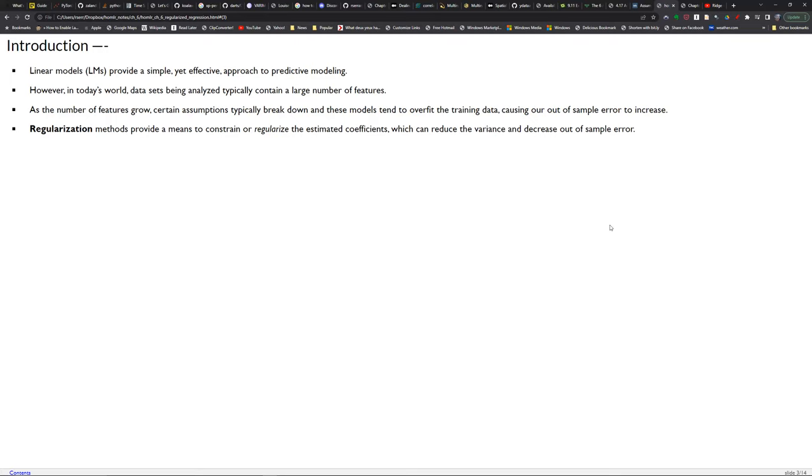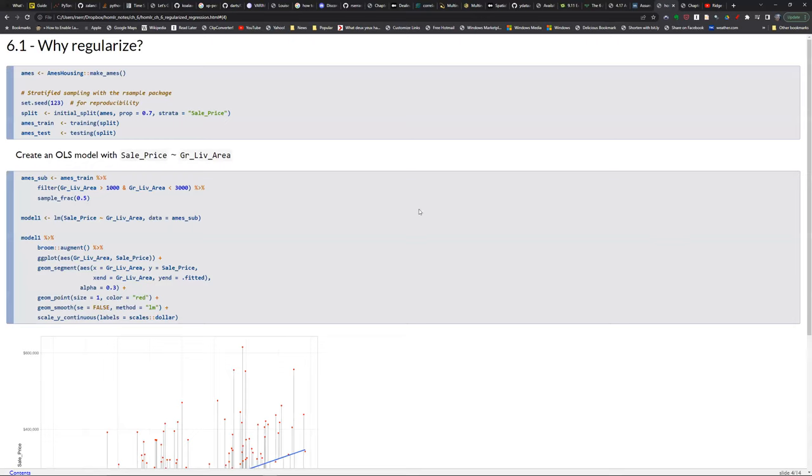So here comes the regularization. What regularization is trying to do is constrain, or regularize, those estimated coefficients, because that is basically the product of an ordinary regression or a logistic regression. We're trying to fit the best possible line, or the best accuracy in the logistic regression, with those estimated coefficients, all right?